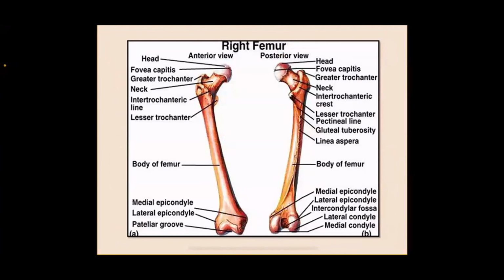So this is a diagram showing the anterior and posterior view. This is an anterior and posterior view. This is the shaft of the femur. This is the medial and lateral epicondyles, and this is the patellar groove. This is the posterior view showing the linea aspera. Okay, this is the medial and lateral epicondyles, medial and lateral condyles, and the intercondylar fossa.